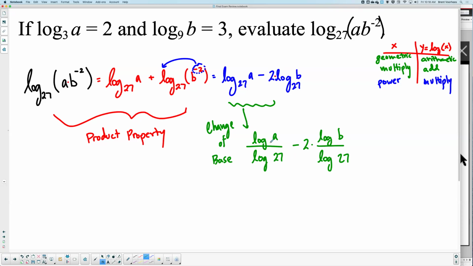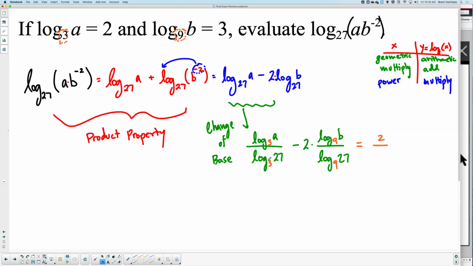Okay, on the first log, you can choose any base you want. What base would be smart to choose? What's the base right there on the a? 3. We're going to choose a 3. Okay, what about on the log that has the b? 9. I want to choose a 9. And now we can start evaluating. Log base 3 of a, we can actually substitute that. What is log base 3 of a? That's going to be 2.